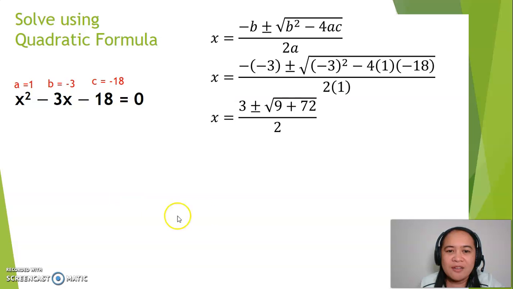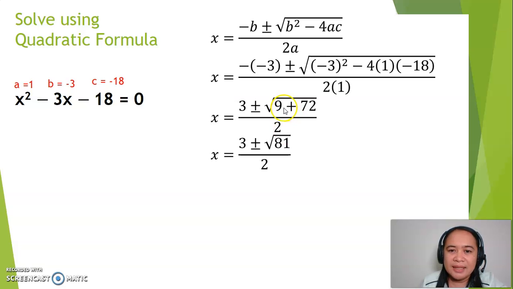Now simplifying further, negative of negative 3 is 3. Negative 3 squared is 9. Negative 4 times 1 times negative 18 is positive 72. And 2 times 1 will end up with 2. Next, 9 plus 72 is 81. Getting the square root of 81, that would be plus and minus 9.